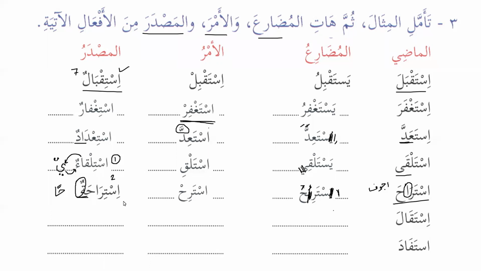So when you count it, 1, 2, 3, 4, 5, and then it becomes 6, right? If you make it istirahun, okay? So now count, how many letters do we have? 1, 2, 3, 4, 5, and 6, right? Istirahun, we have 6. But how many do we need? We need 7. Why do we need 7? Because al-masdar has 7 letters.